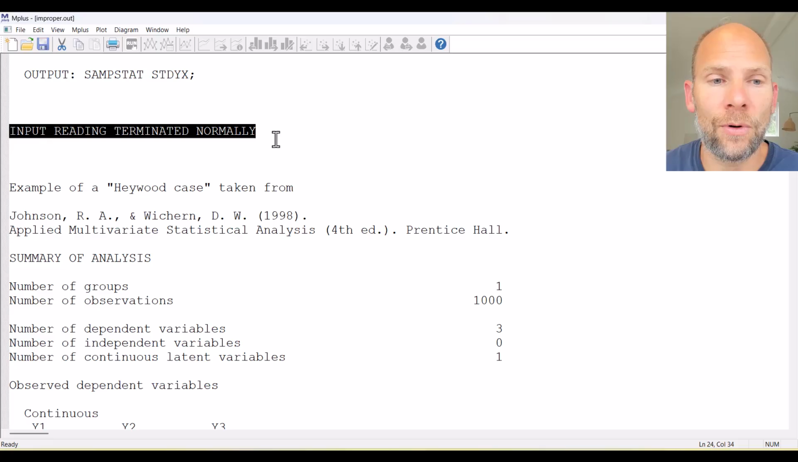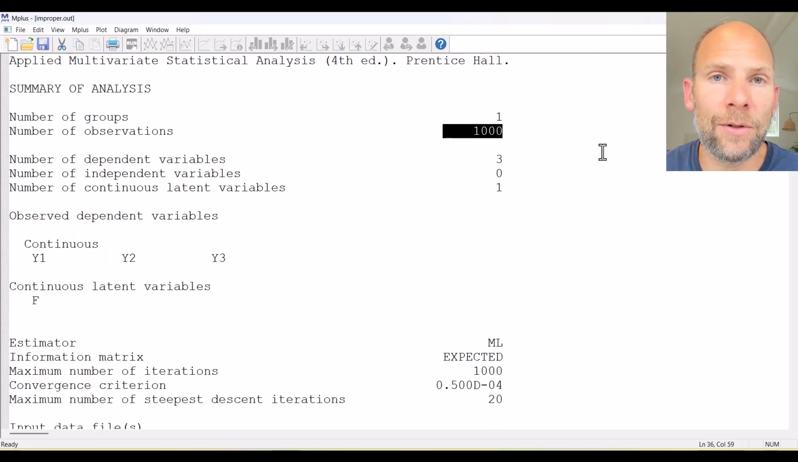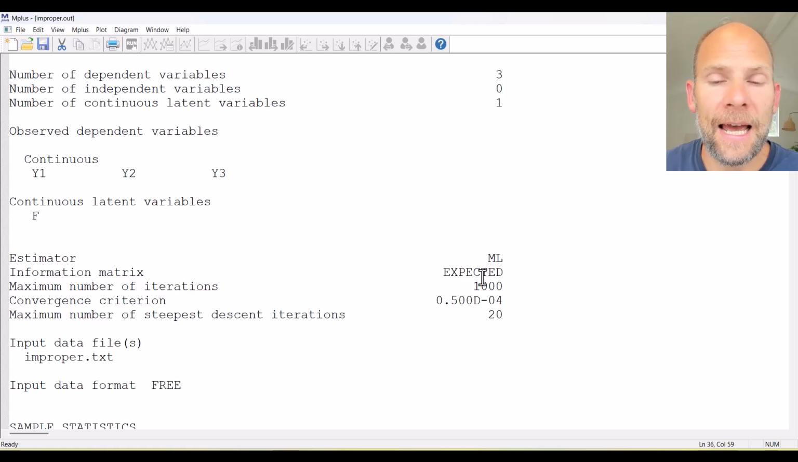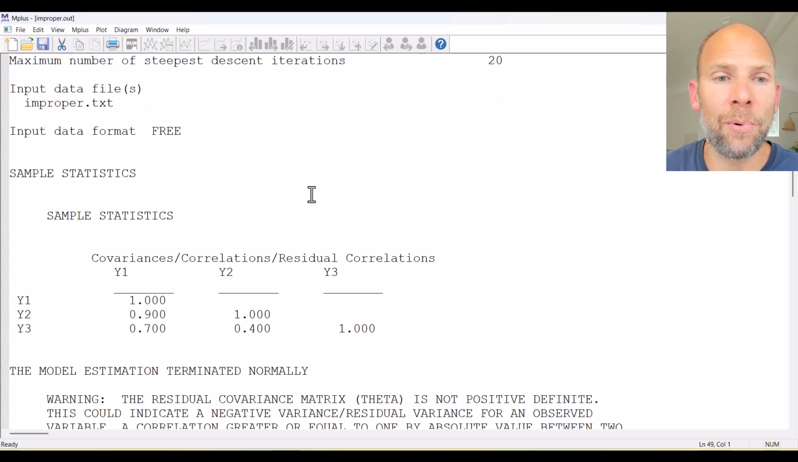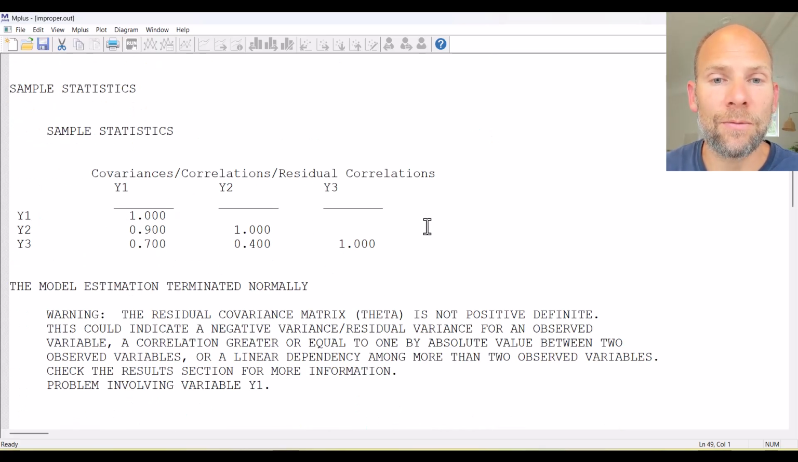So let's scroll further, and here we see that we have 1000 observations as requested, and we used maximum likelihood estimation to fit a single factor model to three continuous indicators using this correlation matrix that is provided in the book above. And you can see here Mplus reproduces this correlation matrix. In the matrix, you can see y1 and y2 were correlated very highly, 0.9, y1 and y3 were also substantially correlated at 0.7, and y2 and y3 showed a more modest correlation of 0.4.